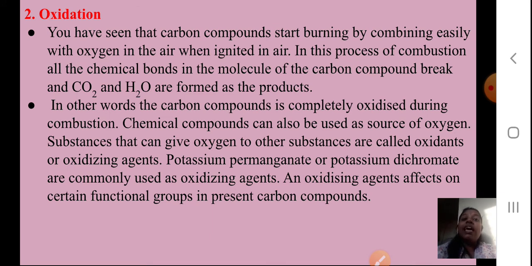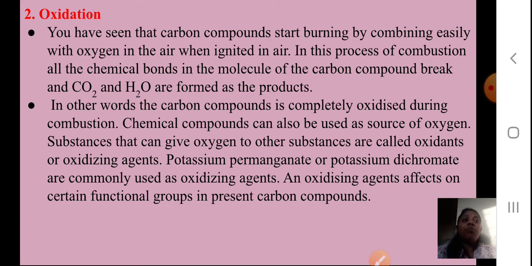Okay students. Chemical compounds can also be used as a source of oxygen. We can use some of the chemical compounds as a source of oxygen. Substances that can give oxygen to other substances are called oxidants. So some of the substances can give their oxygen to other substances and we call them the oxidants, or we call them the oxidizing agents.